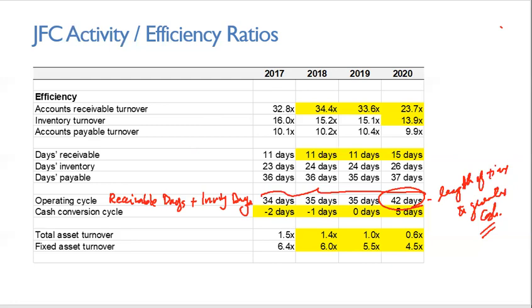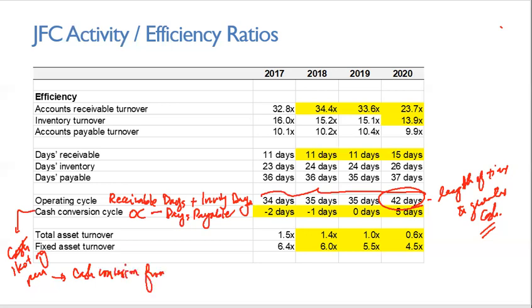Cash conversion cycle naman is operating cycle, which is the 2 minus days payable. Okay? Cash conversion cycle means na gaano kabilis yung ikot ng pera. Okay? Cash conversion from sale to payment. Okay? Kaya mina-minus yung days payable. Okay? So if you look at the trend, actually 0 days sila.